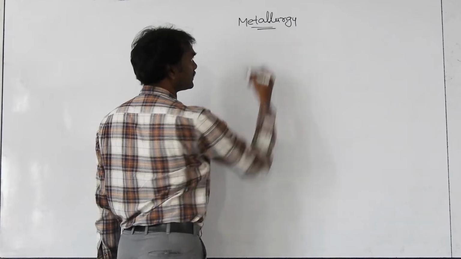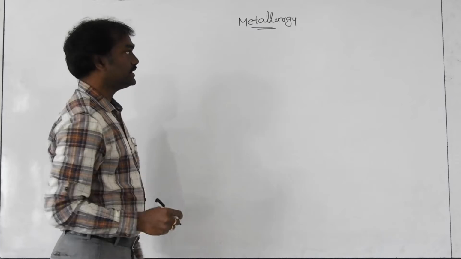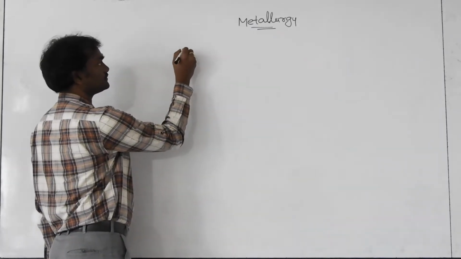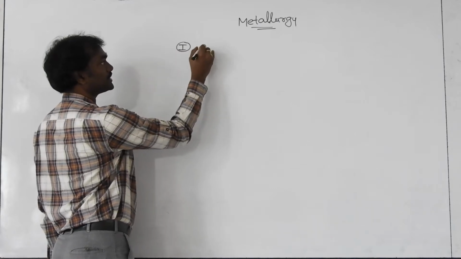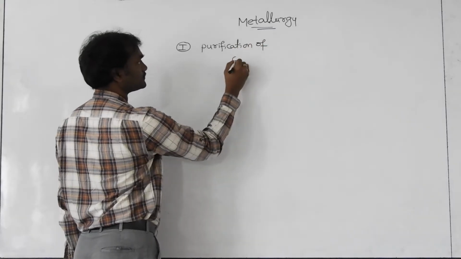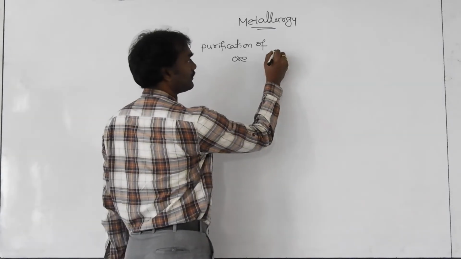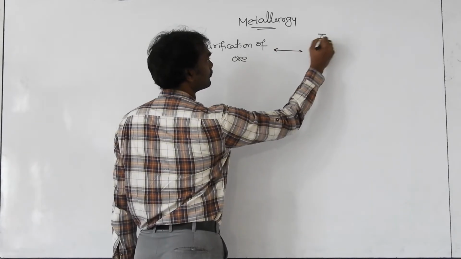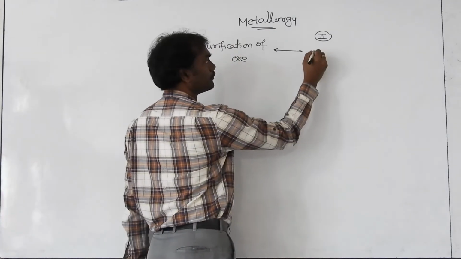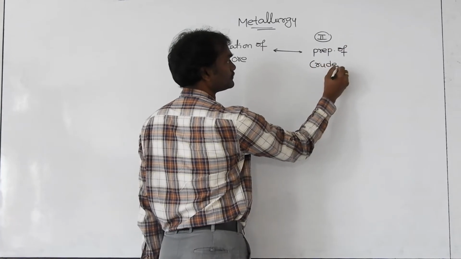In this we are seeing minerals and ores, and we have provided shortcuts also. In metallurgy, what are the main important points? First is purification of ores. So the first step is the purification of ore. Next, the second important point is preparation of crude metal.